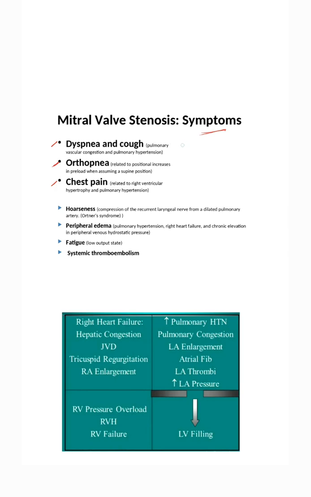Dyspnea and cough occurs due to pulmonary vascular congestion and pulmonary hypertension. Orthopnea, on the other hand, is related to positional increase in preload when assuming a supine position. And chest pain may be related to right ventricular hypertrophy and pulmonary hypertension. Other symptoms like hoarseness, peripheral edema, fatigue, and systemic thromboembolism may also occur.